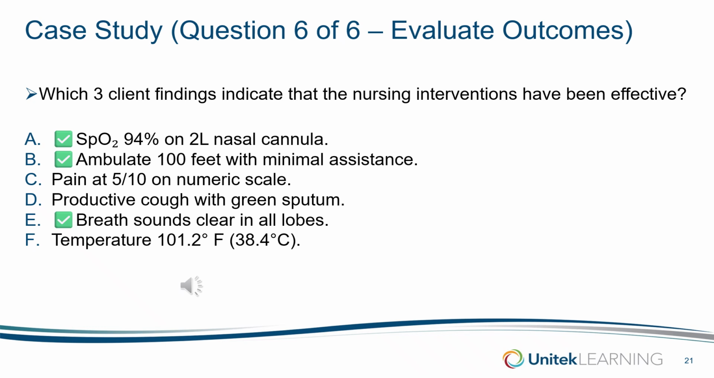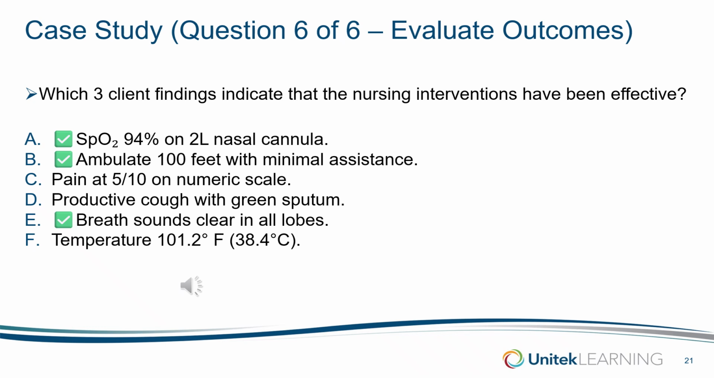Originally, our oxygen saturation level was 88% on 2 liters of nasal cannula. This is an improvement. Originally, our client was unable to ambulate without becoming fatigued. Now they are able to ambulate 100 feet with minimal assistance. This is an improvement. Breath sounds are clear in all lobes. Originally, breath sounds were diminished and we had some crackles. This indicates an increase or an effectiveness of our nursing actions.